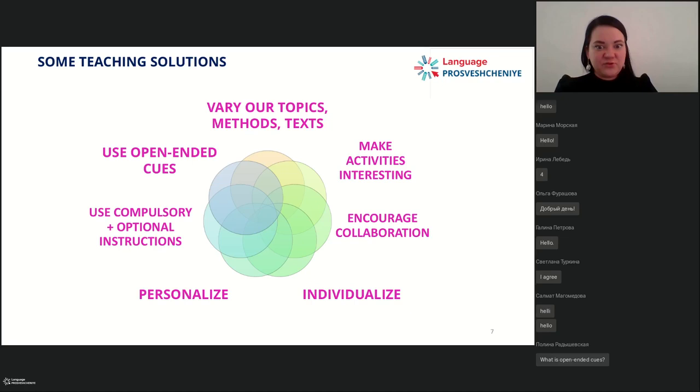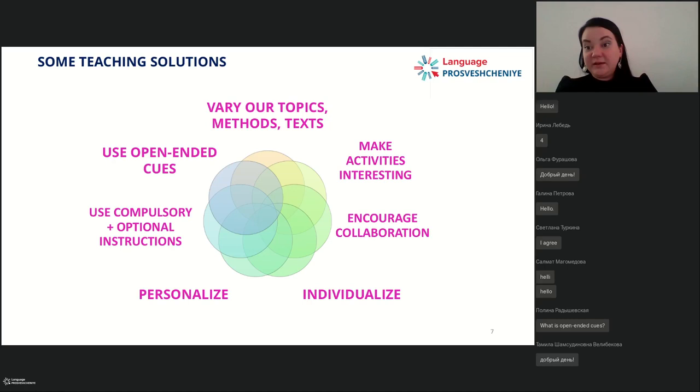One more typical solution we can meet in methodological books would be to encourage collaboration. And here, of course, we can get learners to work together. We can get them to peer teach, right? And use group work, peer work, and so on. One more typical solution would be individualization, when we allow learners choice in what tasks or material they use and how. We're going to speak on how to do it with questions today.